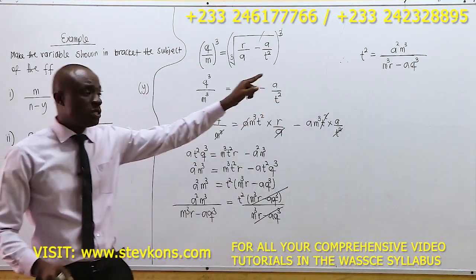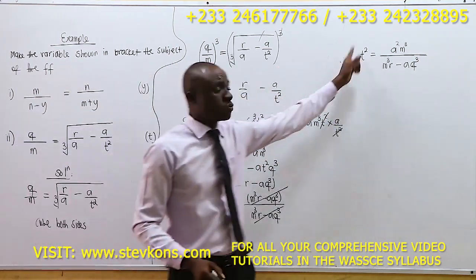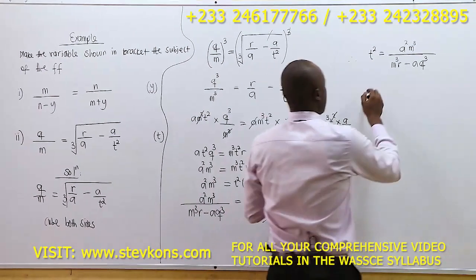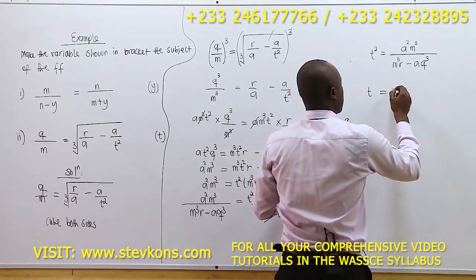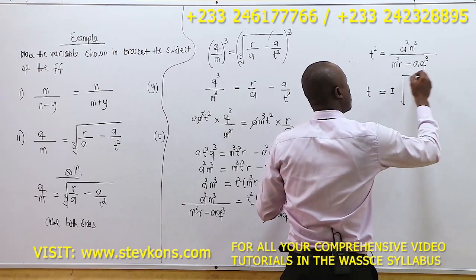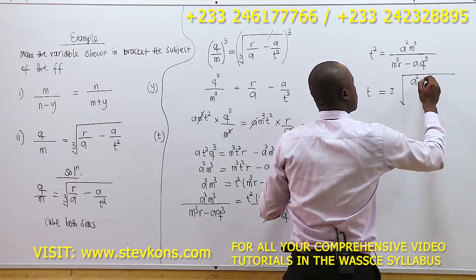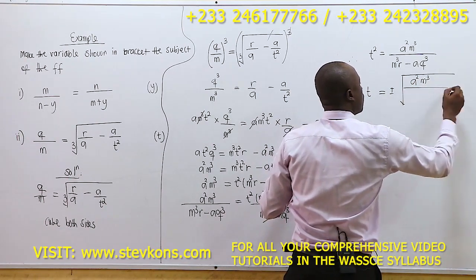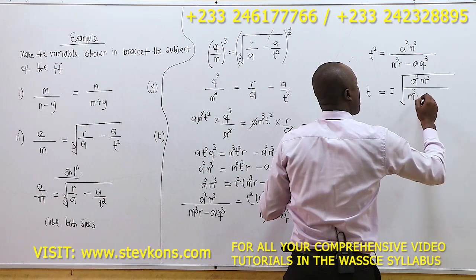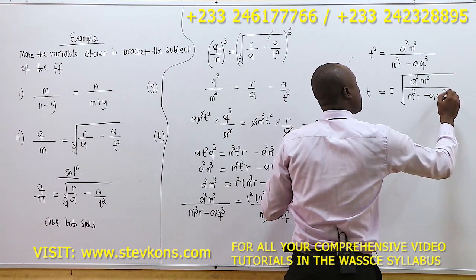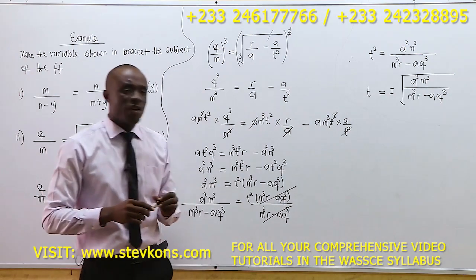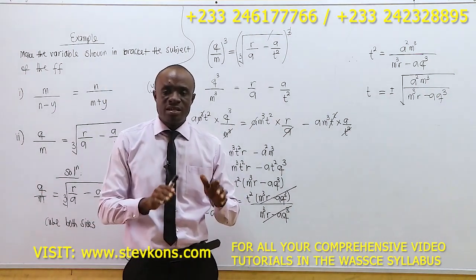Making t the subject. We want to make t the subject, not t squared. Now the square becomes square root. So you have t equal to plus or minus square root of a squared m cube over m cube r minus a q cube. And here we have been able to make t the subject.